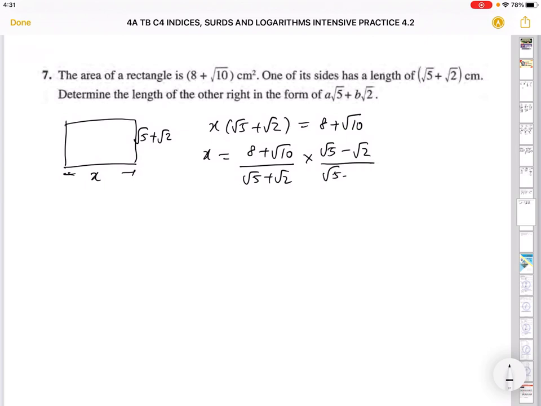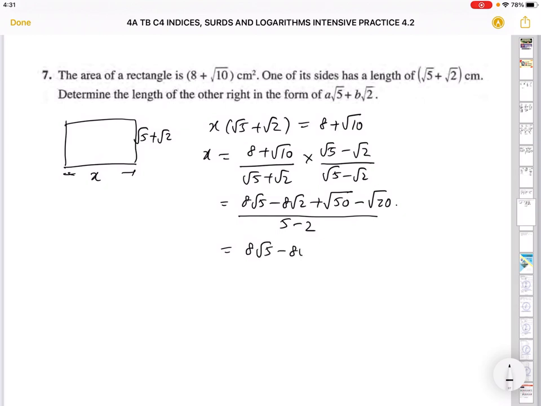Okay, let us expand. So the first one is 8√5, then minus 8√2. √10 times √5 is just √50, and lastly √20. Okay, you divide by 5 minus 2. Okay, we can simplify √50. So I'll keep this 8√5 and 8√2.